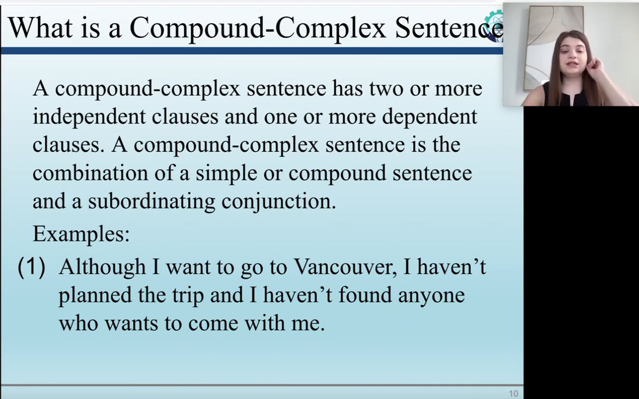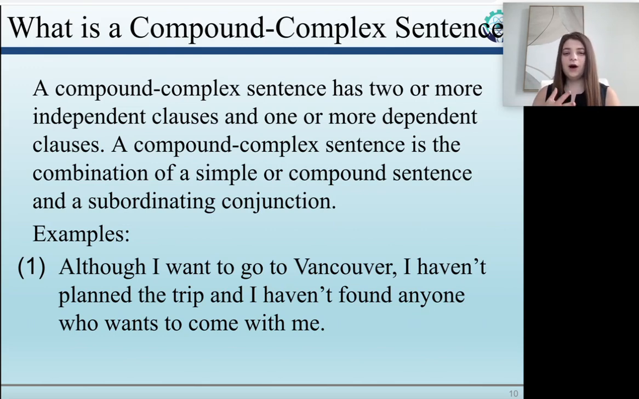Okay, so here's an example. Although I want to go to Vancouver, I haven't planned the trip and I haven't found anyone who wants to come with me. Right? So here, if we just look at I haven't planned the trip and I haven't found anyone who wants to come with me, well, that's two independent clauses being joined by and, right? By a coordinating conjunction. And so, right there, that's a compound sentence. And then we're making it a compound complex sentence by adding in a dependent clause, which is although I want to go to Vancouver, right?